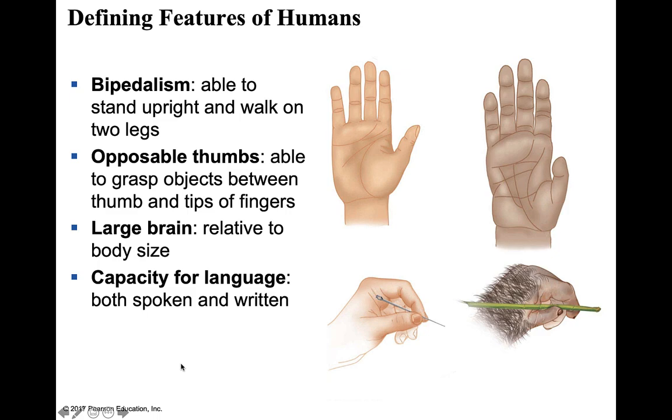And this includes both spoken and written language. And in the Rochester area, I think it's important that we include American Sign Language. Rochester has a very large deaf population, so I think it's important to make sure that we are including that as a defining feature of humans and an example of language.